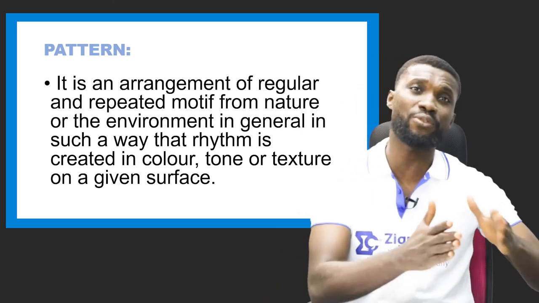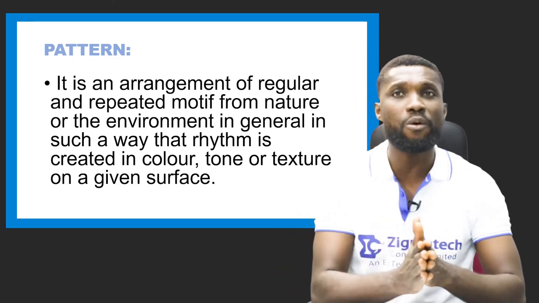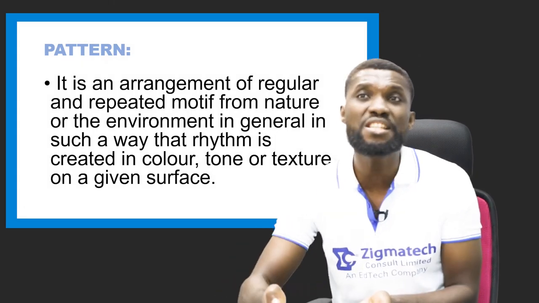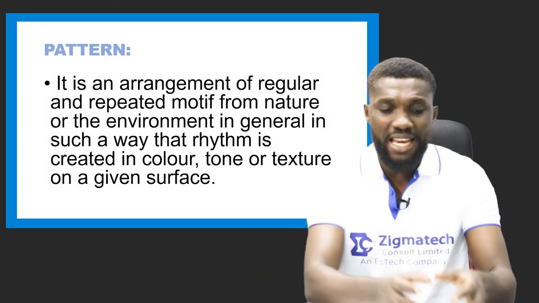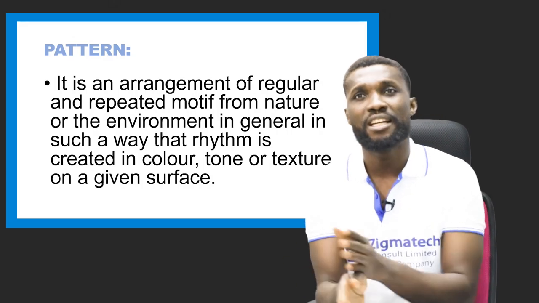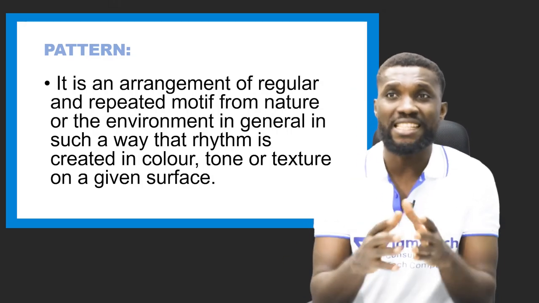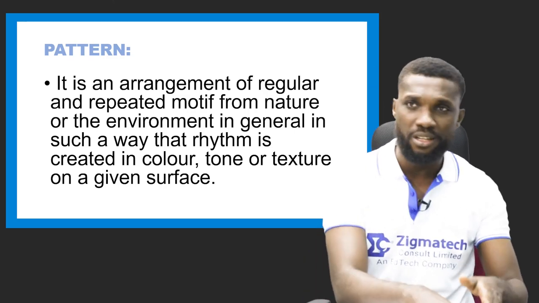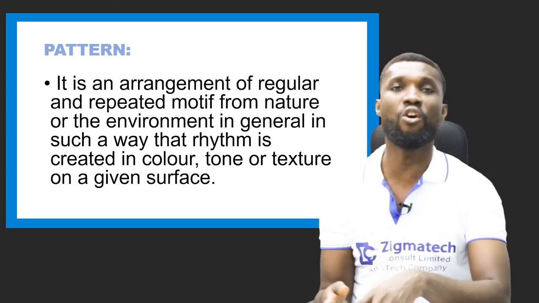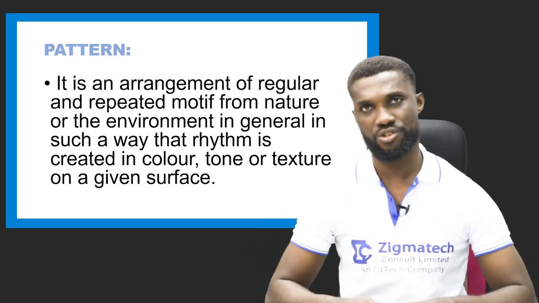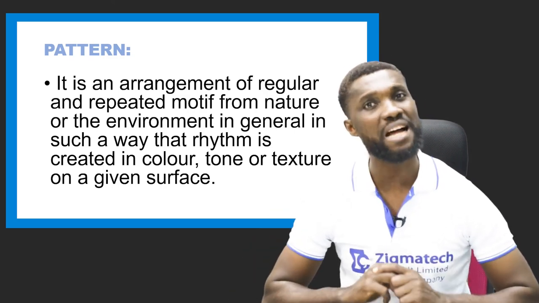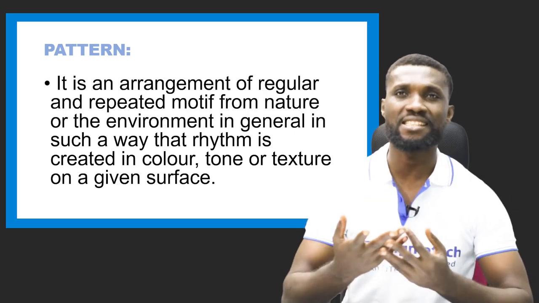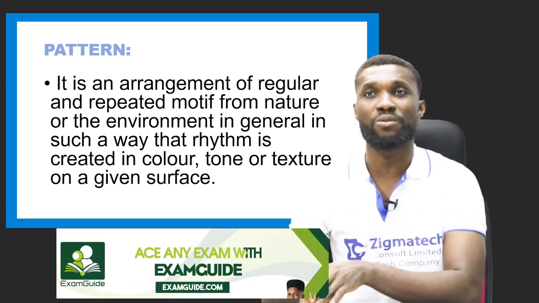Don't worry, we're going to discuss the different types of patterns. But for now, just know that pattern is simply the systematic arrangement of motifs. When you get this motif and you systematically arrange them, it becomes a pattern. So the intent is to create texture, rhythm, color, tone, form in a given composition. That is exactly what pattern is talking about. So whenever you hear the word patterning, it simply means a systematic arrangement of a thing.